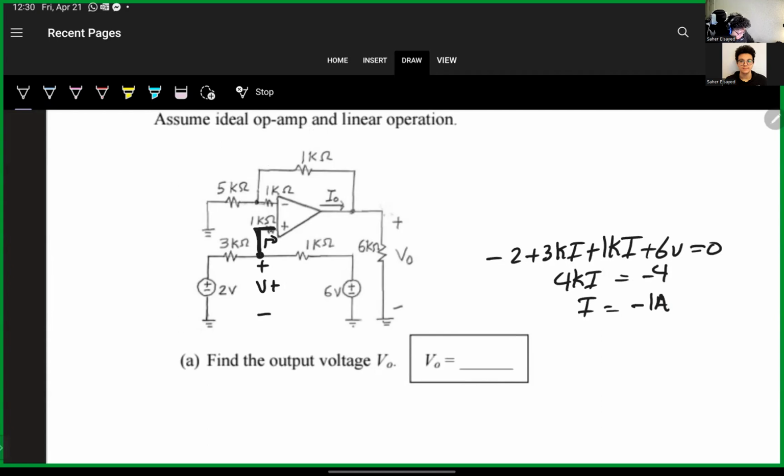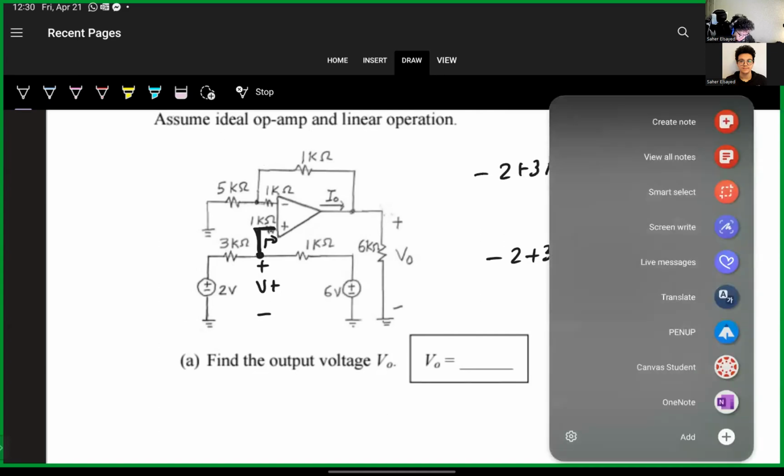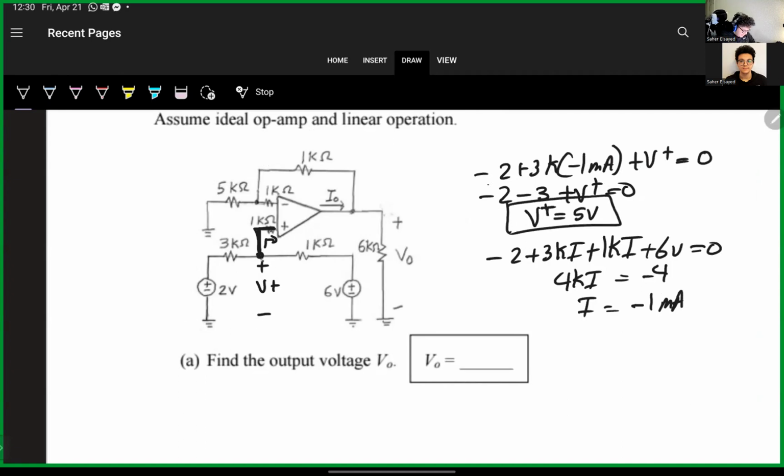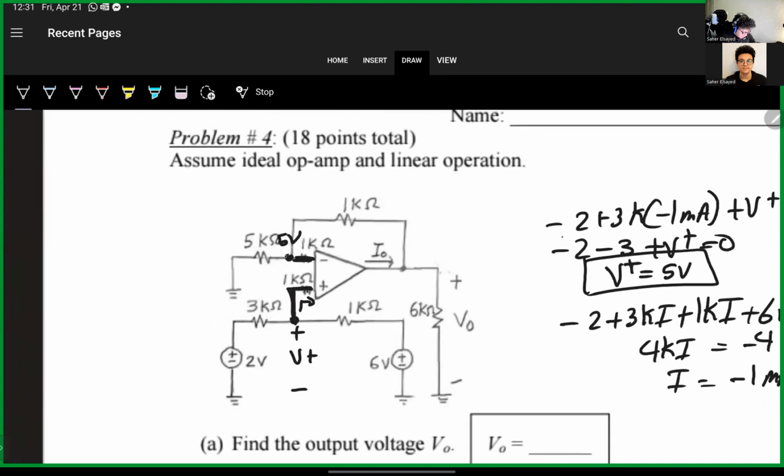Okay, so this one, let's do a small KVL here. So -2 plus 3K, wait, is this correct? -1 milliamp, sorry. Let's keep the units correct. -2 plus 3K times -1 milliamp plus V plus is equal to 0. So what is this? -2 minus 3 plus V plus is equal to 0. So V plus is equal to 5 volt. So if this is 5 volt, this is also 5 volt. Again, there's no current going in here. So this is short. The voltage at the V minus is equal to V plus, which is equal to 5 volt.